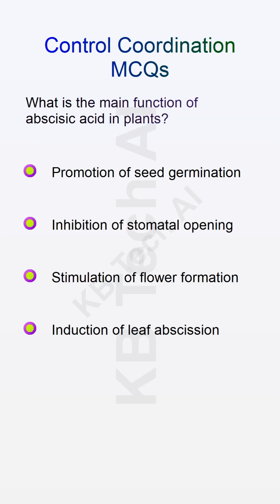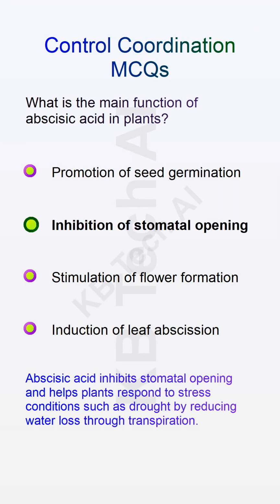What is the main function of abscisic acid in plants? Option 1, promotion of seed germination, option 2, inhibition of stomatal opening, option 3, stimulation of flower formation, option 4, induction of leaf abscission. The answer is, option 2, inhibition of stomatal opening.